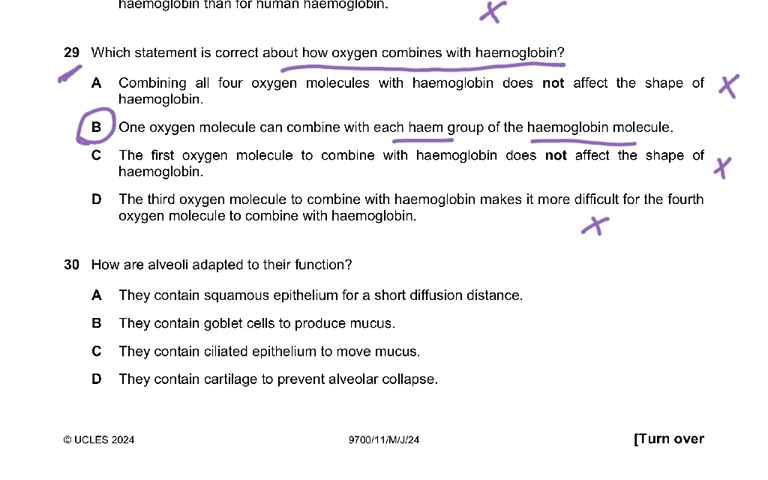Then question number 30, how are alveoli adapted to their function? The answer is A, they contain squamous epithelium for a short diffusion distance. Alveoli, sorry, do not contain any goblet cells. They contain ciliated epithelium, that's in the trachea. They contain cartilage, that's in the trachea.